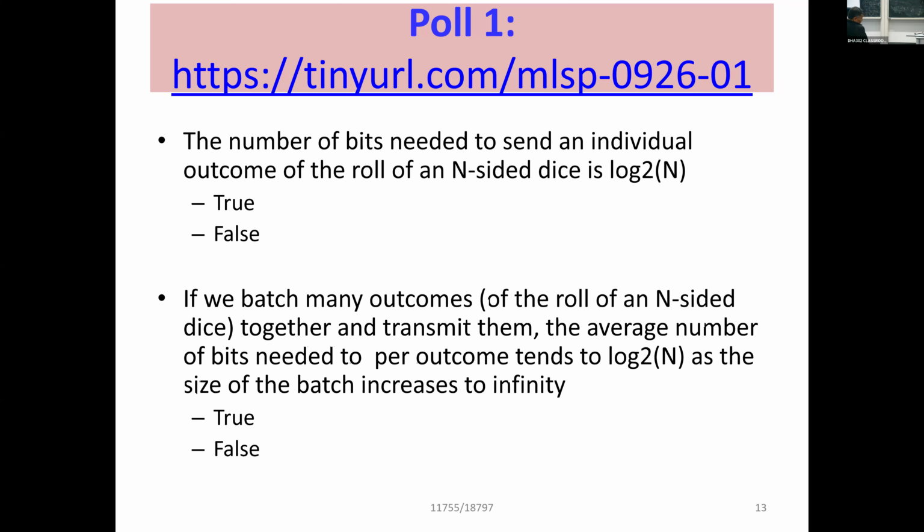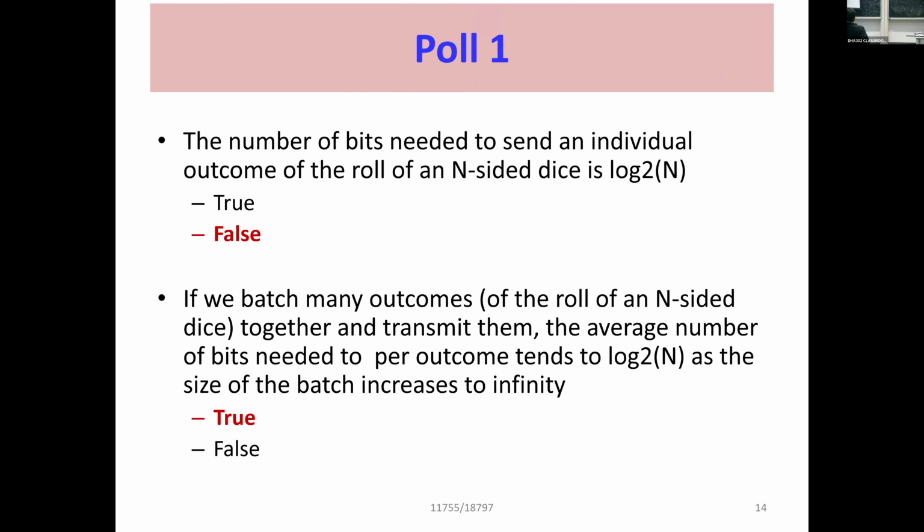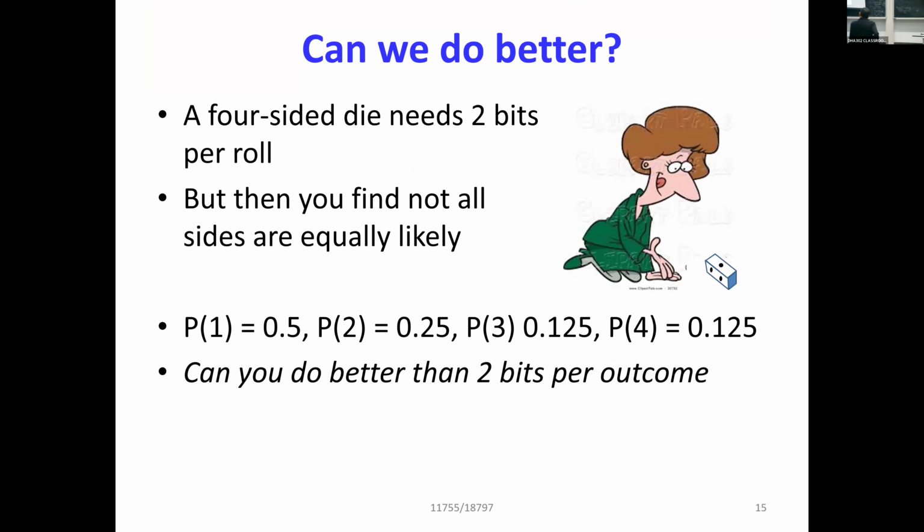Okay, what's the answer to the first one? The second? Beautiful, right? Everybody got this. Okay. But now, a 4-sided dice needs 2 bits per roll. But then you find that not all sides are equally likely, right? So maybe it's a loaded dice. You get 1 half the time. You get 2 a quarter of the time. And 3 and 4 each occur 1/8 of the time, right? In this case, can you do better than 2 bits per outcome?